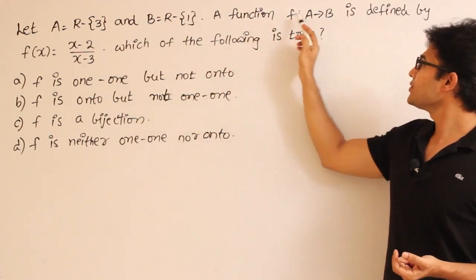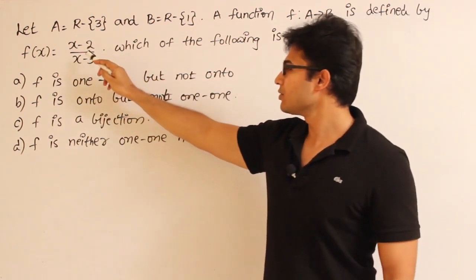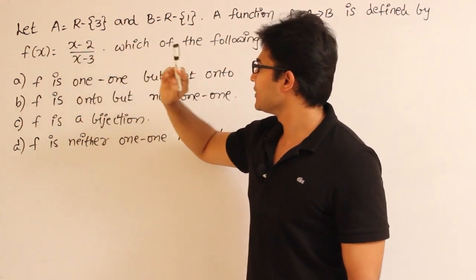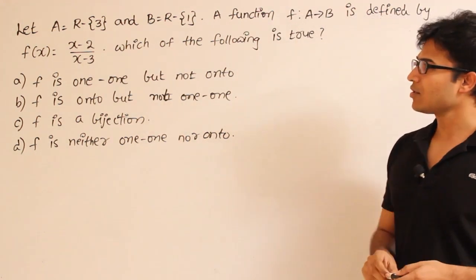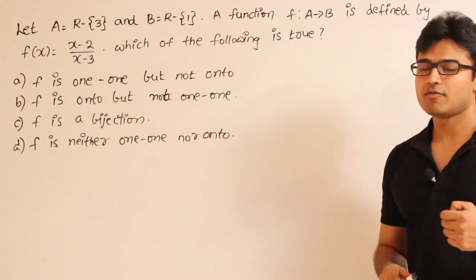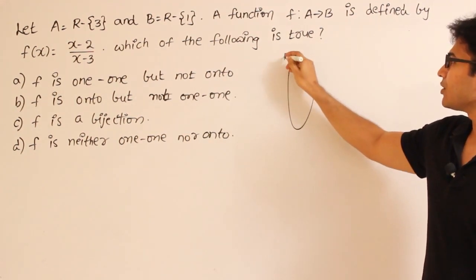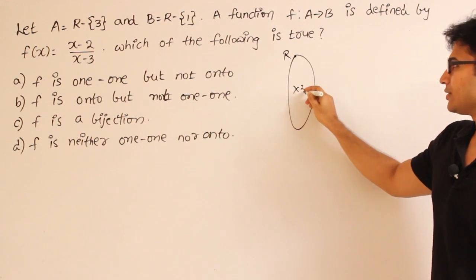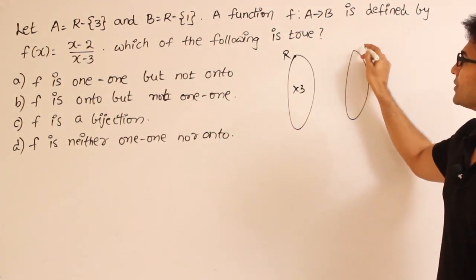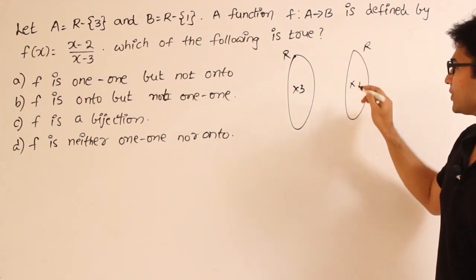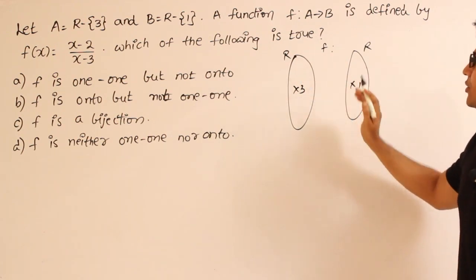A function f from A to B is defined by f of x equal to x minus 2 divided by x minus 3. Which of the following is true? Now, A is the set of all real numbers minus 3, so it will not contain 3. Except 3, it will contain everything. And B is the set of all real numbers minus 1, which means except 1 it will contain all the other numbers, and f is a function from A to B.